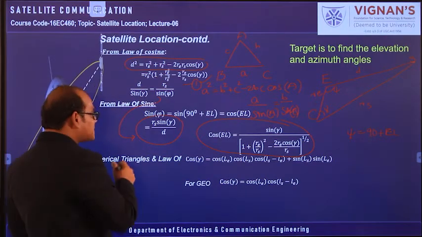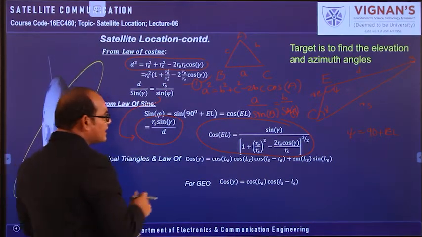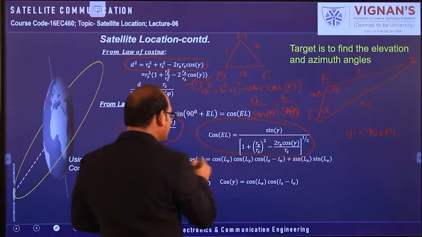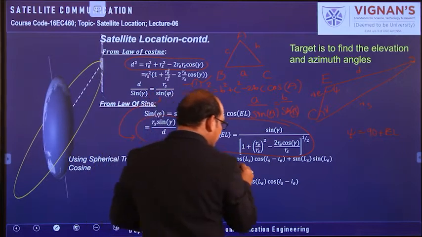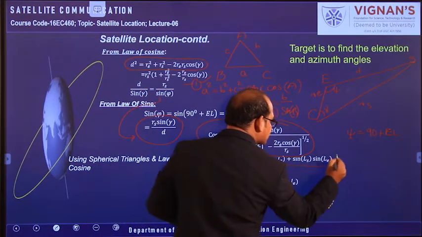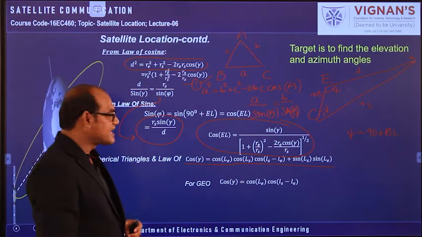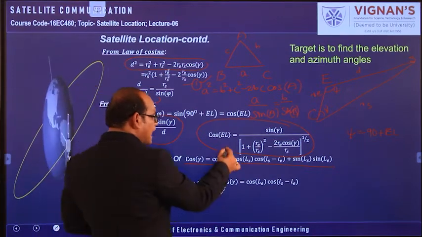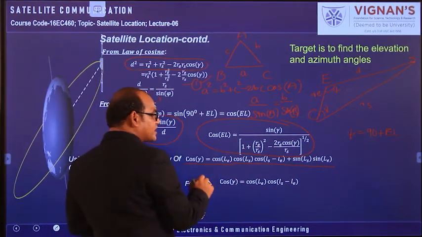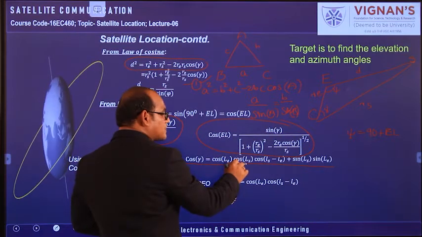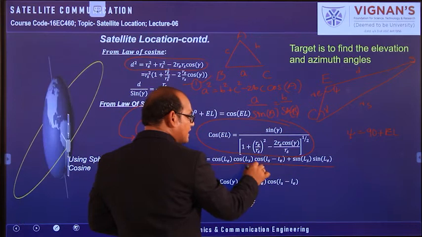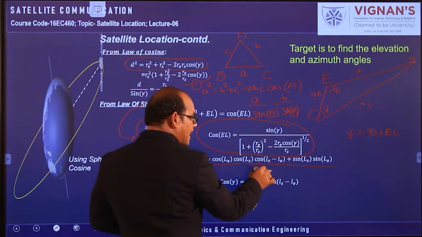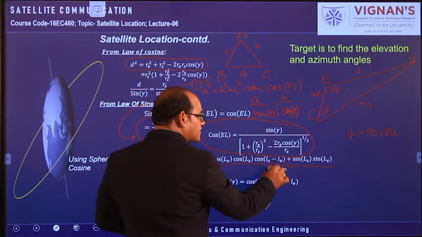So using the spherical triangles and again law of cosine, we can write from the same triangle, cos gamma is equal to cos of LE, cos of LS, cos of l_s minus l_E plus sin of LS into sin of LE. Here already I told, capital LE is the latitude of the earth station, capital LS is the latitude of the subsatellite point, small l is representing longitude of the subsatellite point, and this is longitude of the earth station.